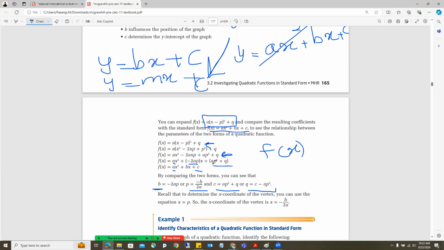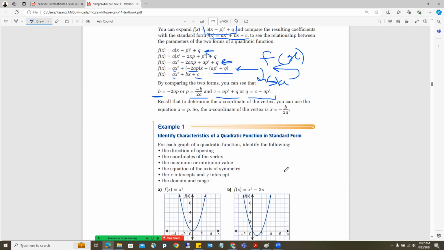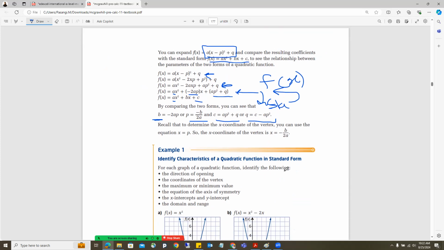Likewise, if we have the vertex form, we can get the standard form. If we have the standard form, we can convert that into the vertex form. Is it clear what I'm saying? How is it equal like that? How does that work?